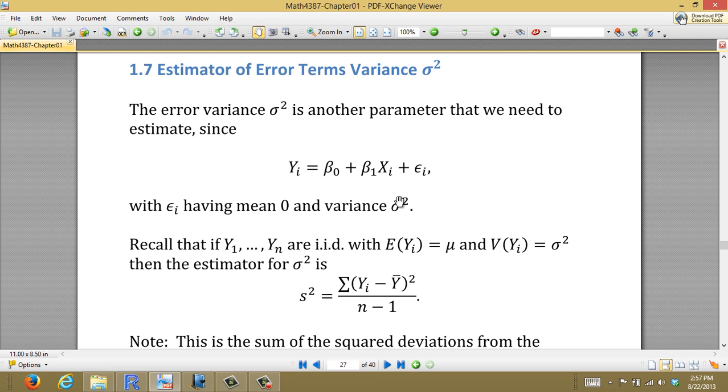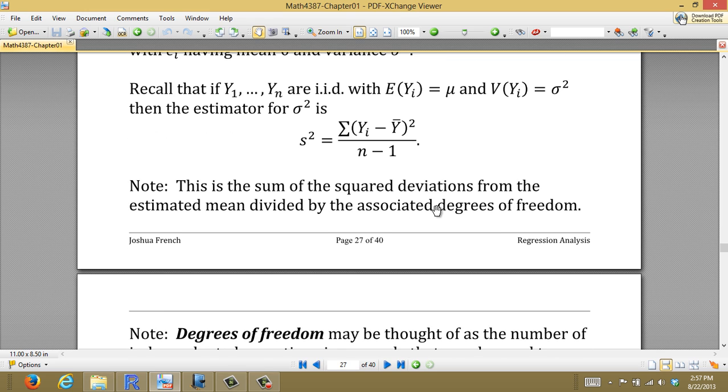And just to motivate the way that we estimate this parameter, recall that if we just had n IID observations, so n observations drawn randomly from a population, and each observation has mean mu and variance sigma squared, then the estimator for sigma squared, the estimator for the variance, is just the sample variance, which is the sum of the squared difference between each observation and the sample mean, divided by the degrees of freedom of n minus 1. So this is the standard formula for the sample variance.